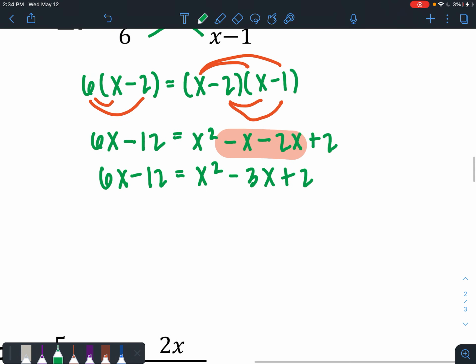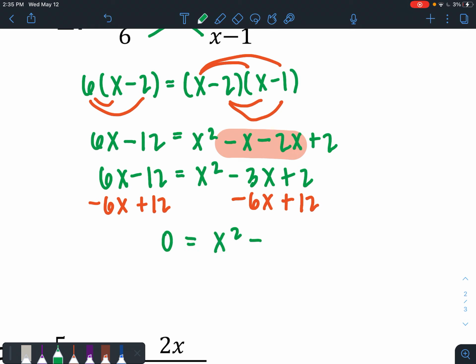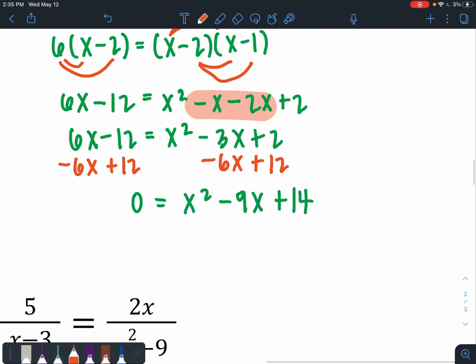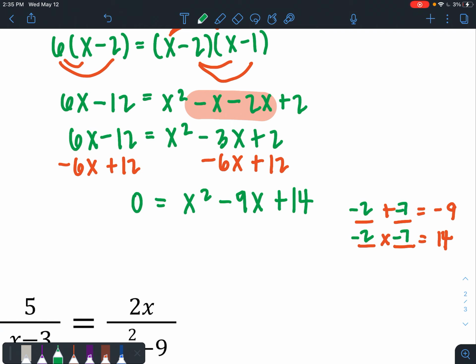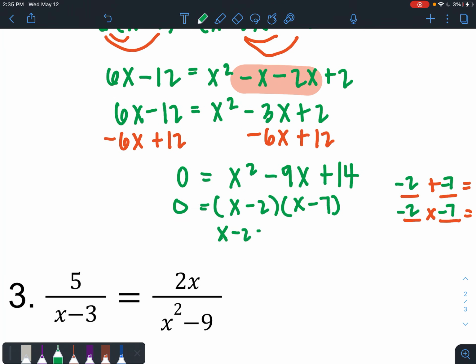Let's move everything to the other side. So I get 0 equals x squared minus 9x plus 14. Then I can factor. I need two numbers that add to be negative 9 but multiply to be 14. The numbers that multiply to 14 are 2 and 7, but we have to make them negative to add to negative 9. So this is x minus 2 times x minus 7. Set those both equal to 0 and solve. So x equals 2 and x equals 7.